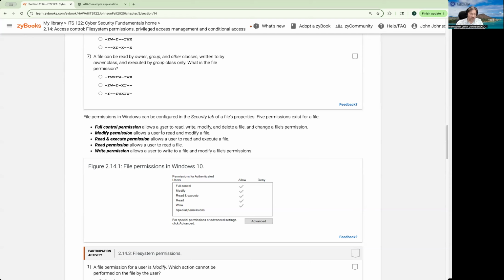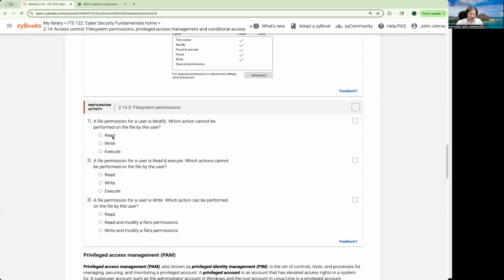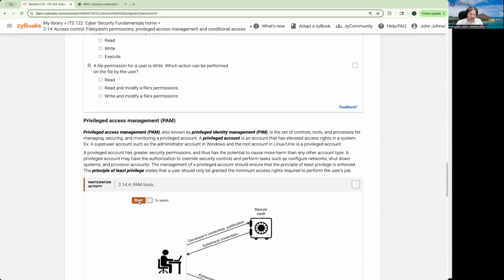Then write, and this is one to pay attention to. Write is going to allow you to write to a file and to modify a file's permissions. So write also gives you the ability to modify the permissions. You can write to it and you can also modify the permissions, okay? And then we've got questions about that. You're going to be asked a tricky question about write in there, I believe.